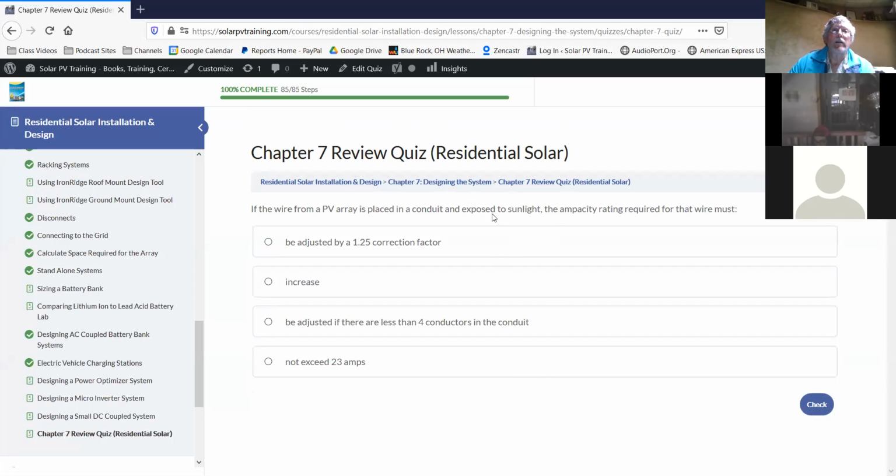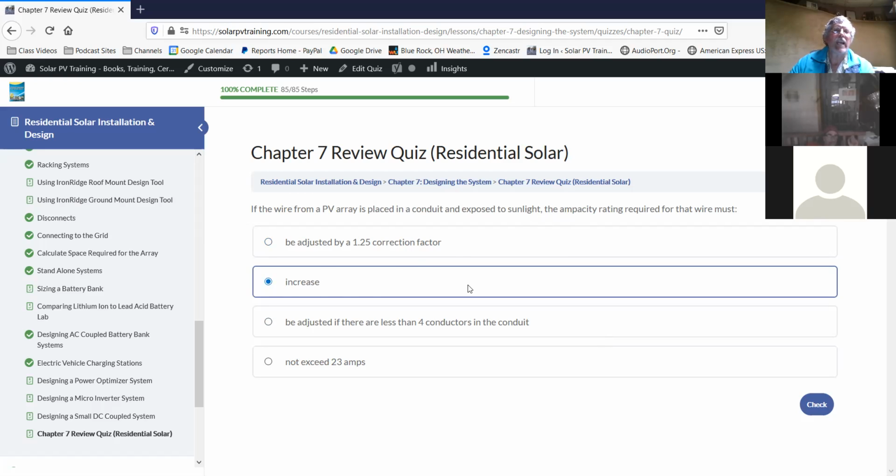Okay, if wire in a PV array is placed in conduit and exposed to sunlight, the ampacity rating for that wire must be adjusted by 1.25, increase, be adjusted by less than 4 conductors, or not exceed 23 amps. Well, we don't have enough information here. We don't know where it is, if it's lying on the surface, if it's lying above the surface.